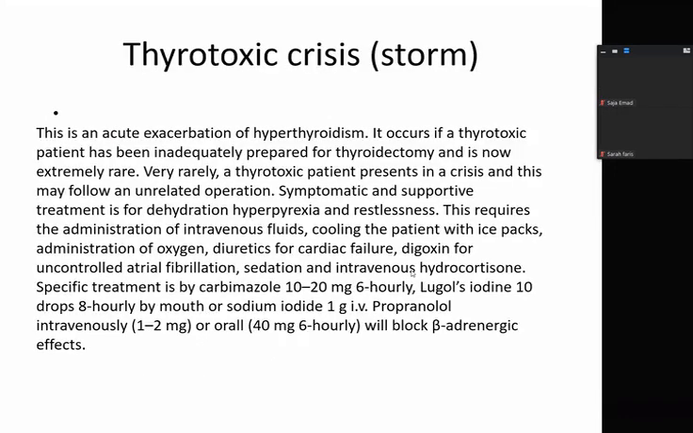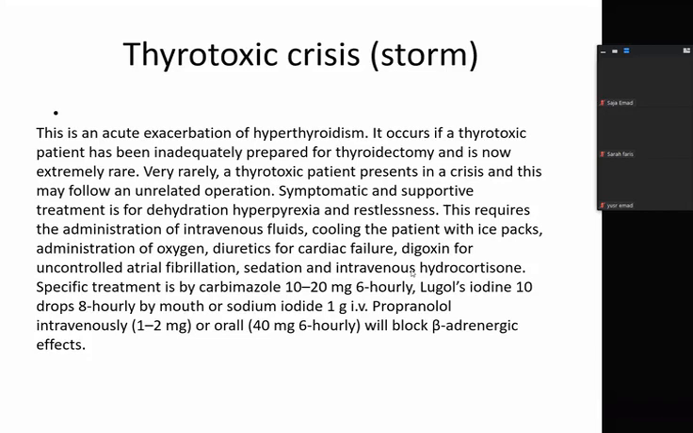Now we'll talk about thyrotoxic crisis. Like a coma, the patient can enter a comatose-like state called thyroid storm. This is an acute exacerbation of hyperthyroidism. It occurs if the thyrotoxic patient has been inadequately prepared for thyroidectomy and is now extremely rare, because all patients are prepared before the operation; if not euthyroid, we do not operate. Very rarely a thyrotoxic patient presents with a crisis which may follow an unrelated operation. For example, he has a toxic goiter, is not diagnosed, and has an emergency appendectomy, which can precipitate thyroid storm.